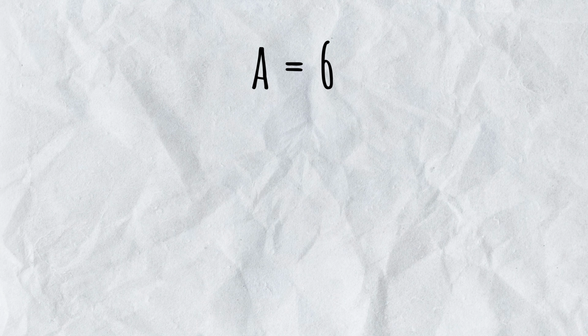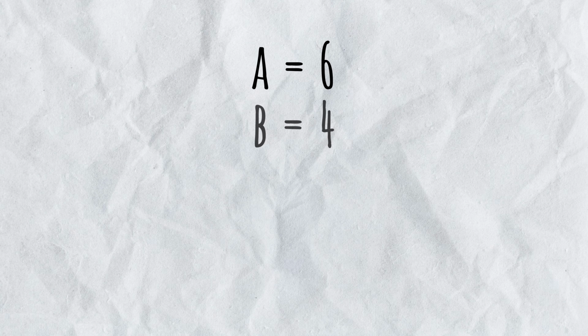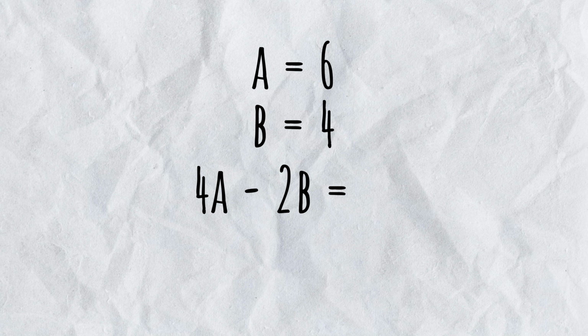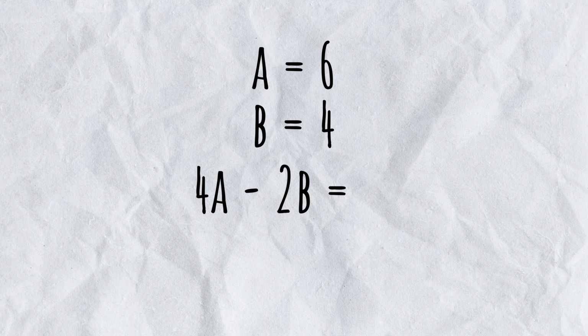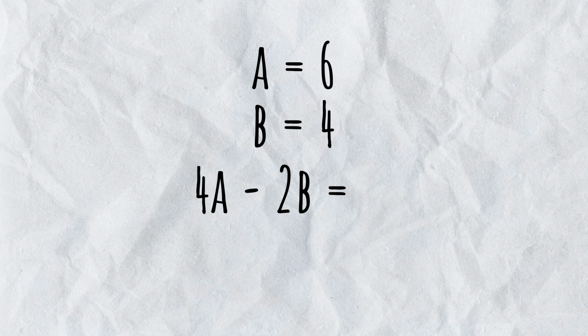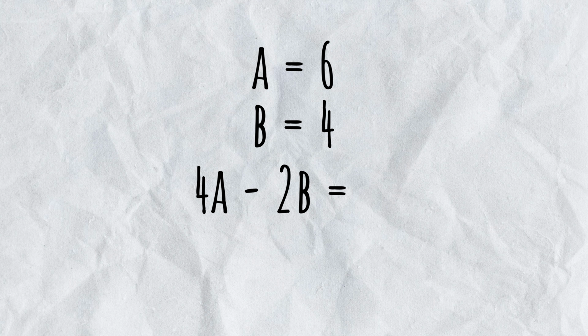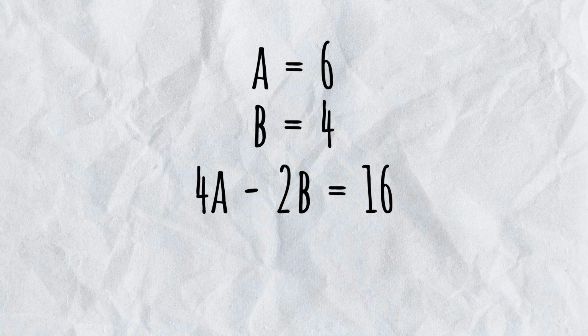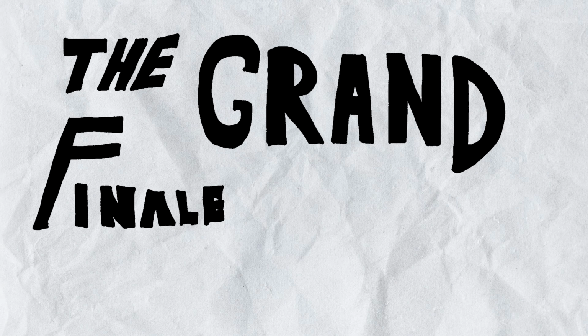So I think you guys are already ready for a quick quiz. So here is the equation. If a equals 6 and b equals 4, what is 4a minus 2b? And if you guys were paying attention, which I'm sure you all were, you would have got the answer of 16.